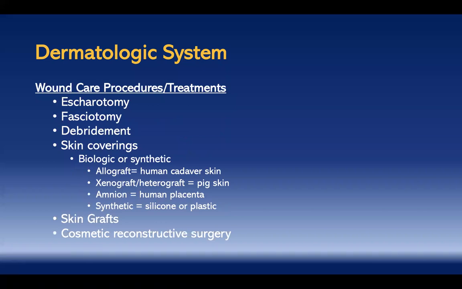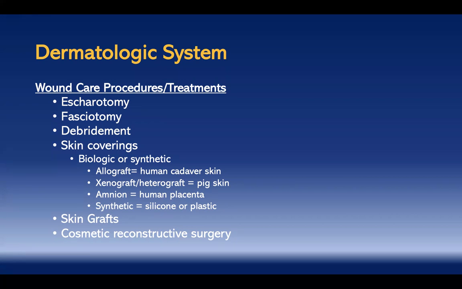So some wound care procedures and treatments that can be done. We've already talked about escharotomies and fasciotomies. We've talked about wound debridement, but what we haven't talked about yet is skin covering, skin grafts, and cosmetic reconstructive surgery. So skin coverings need to be applied when the body is not going to be able to restore its own tissue. And these have to be applied so that we can reduce the risk of infection and improve thermoregulation.